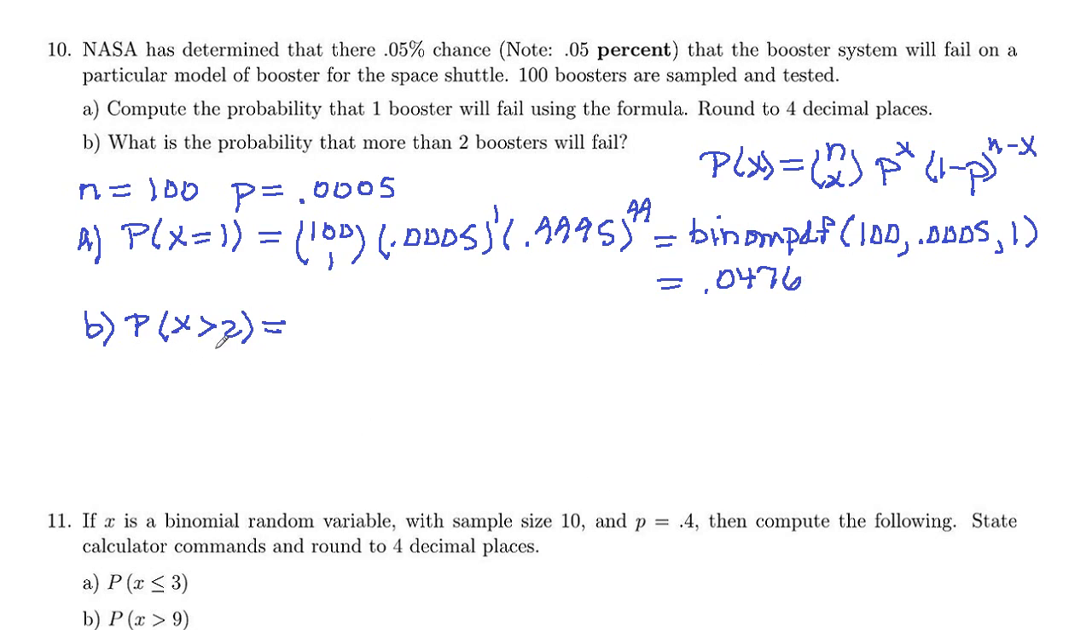And then the probability X is greater than 2. So greater than 2 would be 3, 4, all the way up to 100. So either 3 fail, or 4 boosters fail, or 5 or 6, all the way up to 100. So, well, it's going to be easier to look at the complement probability. 1 minus the probability that the opposite of greater than 2, which would be less than or equal to.